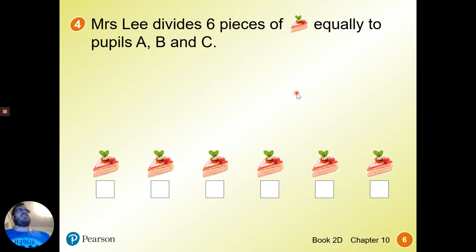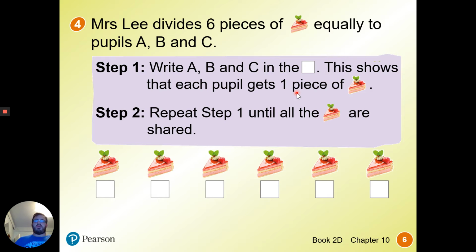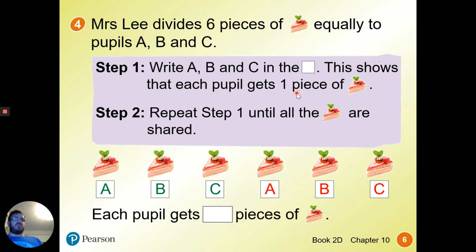Miss Lee divides 6 pieces of cake equally into A, B, C. So first of all, we're going to write A, B, C in the first 3 boxes. So everyone gets 1 piece. Okay. In step 2, we're going to repeat step 1 until the cake is completely shared, which it is. So we now know that each pupil gets 2 pieces of cake.